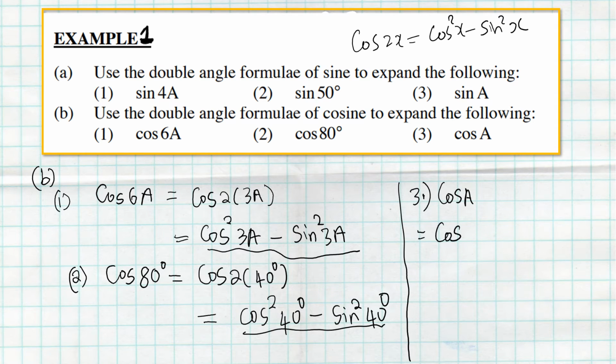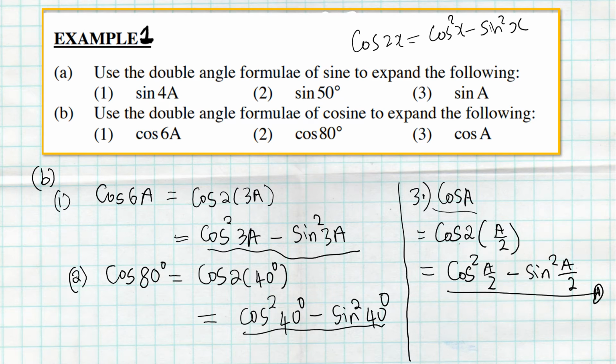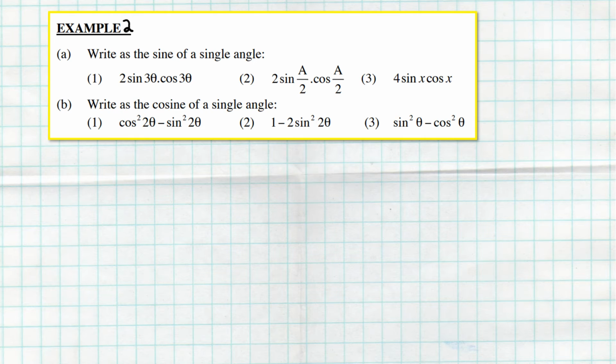But you can see this can be written as cos 2 into A over 2, right? I've just written it as double angle of cos because I know 2 times A over 2 will still remain cos A, because 2 and 2 cancel out each other. Because this one is for cos, it will say cos squared angle divided by 2, so A over 2, minus sine squared angle divided by 2, A over 2. Okay, so that's it. Let's now look at example 2.